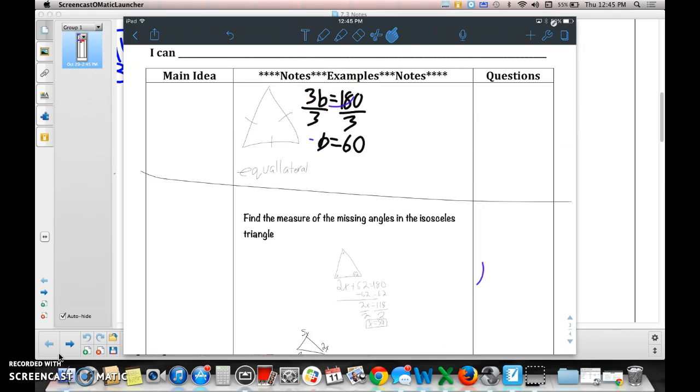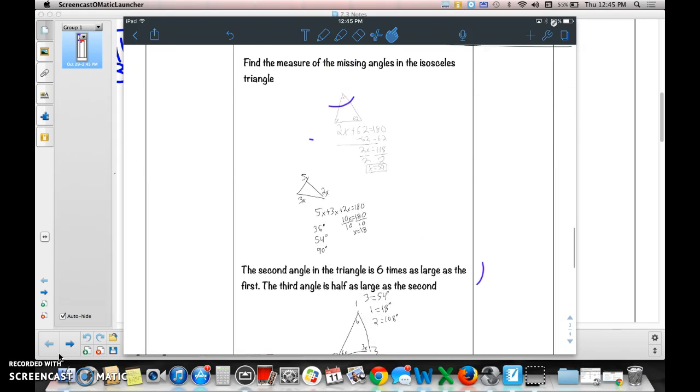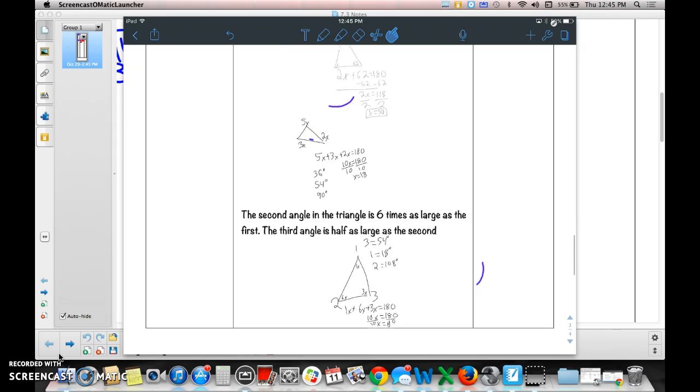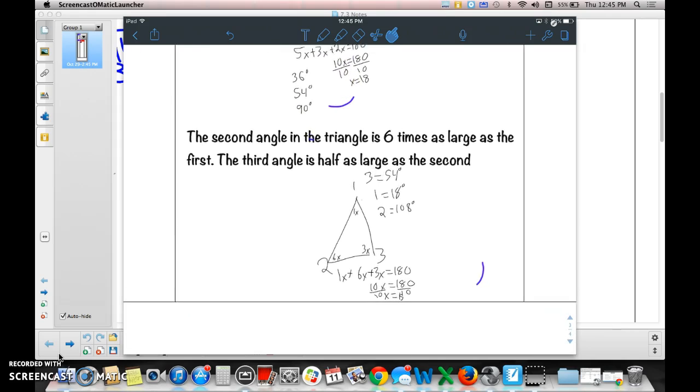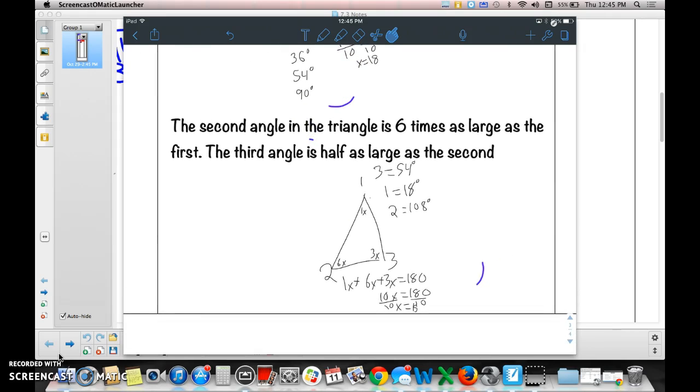Another example of the triangle sum theorem with an isosceles triangle. Please scroll. You can look at your notes for that one. Keep scrolling. Can you zoom in just a tiny bit on that? Another example of the triangle sum theorem.